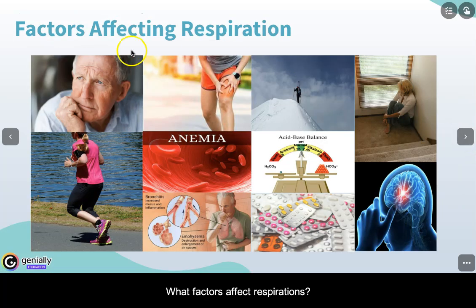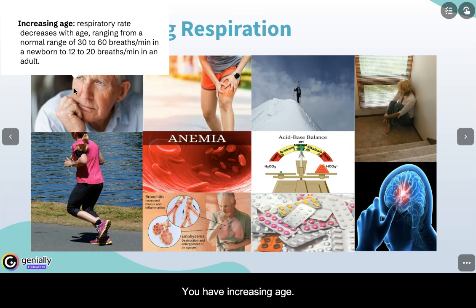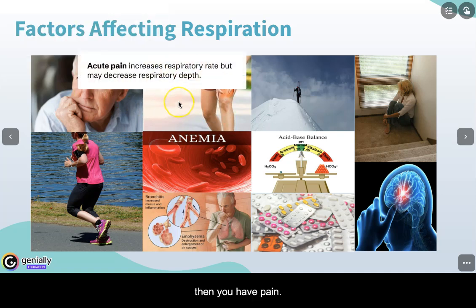What factors affect respirations? You have increasing age. The respiratory rate decreases with age, ranging from a normal range of 30 to 60 breaths per minute in a newborn to 12 to 20 breaths per minute in an adult. These are normal, right? But it decreases with age. Then you have pain. It increases the respiratory rate, but it could decrease the respiratory depth, right? You're breathing faster, but shallow.